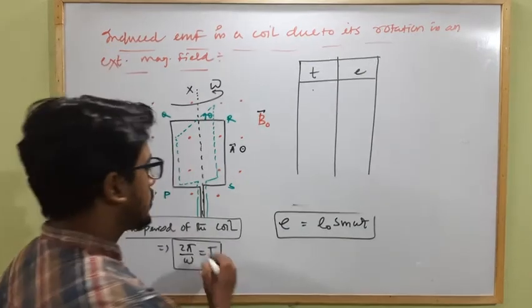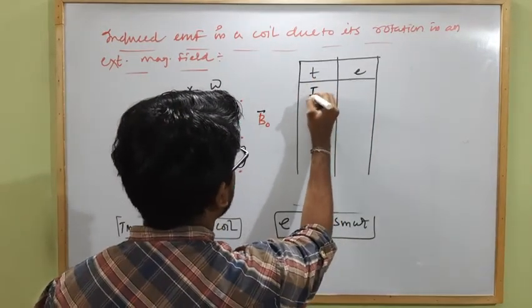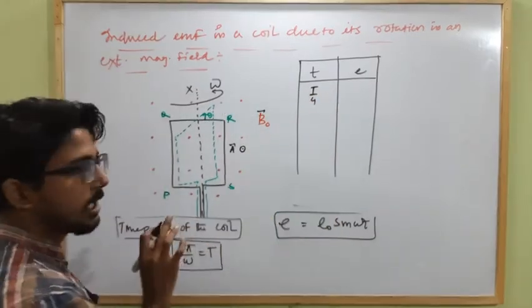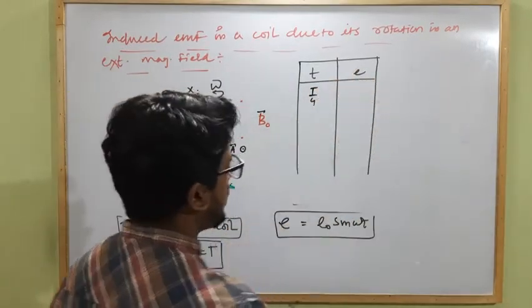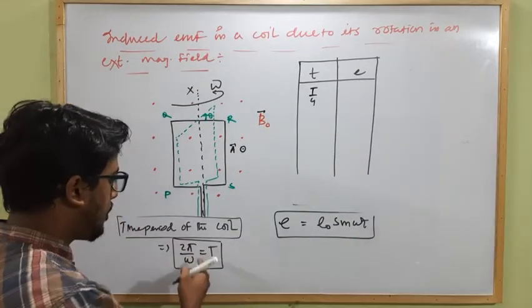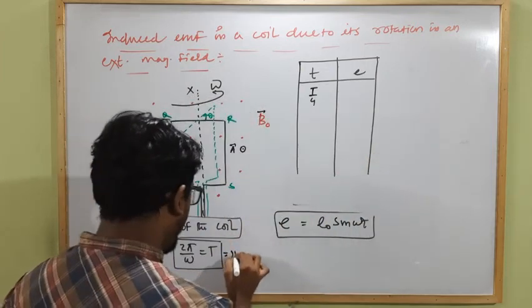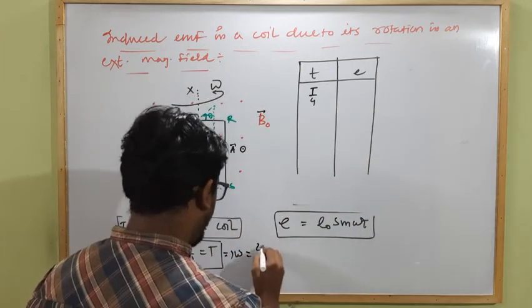So when the instantaneous time t equals T by 4, that means one fourth of the total time interval, what is the value of E? As we know here, T equals 2 pi by omega. So T by 4 will be equal to how much? Or from this we will get omega equal to how much? 2 pi by T.